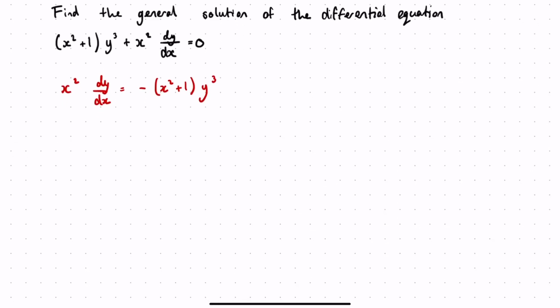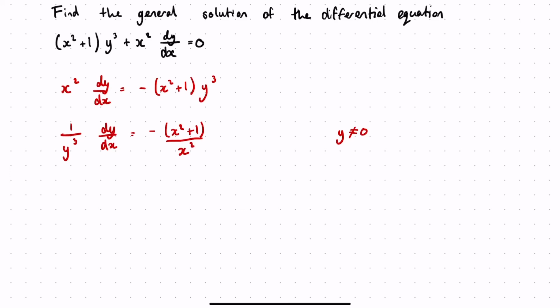Then we're going to do a bit of swapping around. 1 over y cubed dy by dx is equal to minus x squared plus 1 all over x squared. Okay, so one of the things that we need to understand here is that when we're integrating, we have to assume that y cannot equal 0 because we've got 1 over 0 here. And theoretically also x equals 0, but mainly the y cannot equal 0. And that's going to play into part later on.